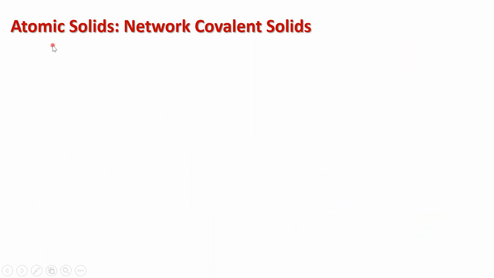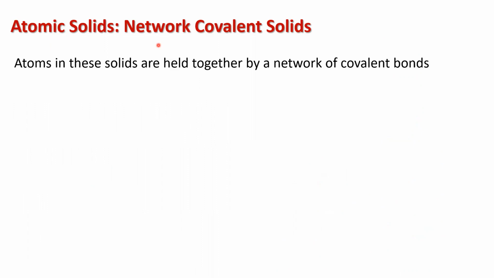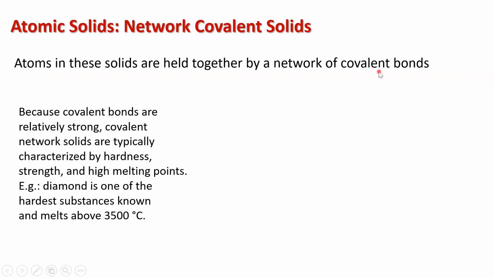So the second type of atomic solid are network covalent solids. When we look at these, we're going to have atoms at our lattice points. The atoms this time aren't going to be metals, but they'll be non-metals, something over on the right-hand side of the periodic table. And they're held together by networks of covalent bonds. Because the covalent bonds are pretty strong, they typically are hard, strong, and have high melting points.